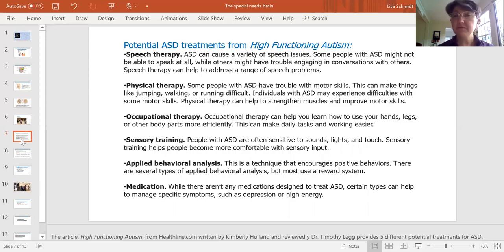That's speech therapy, physical therapy, occupational therapy, sensory training, applied behavioral analysis, and medication. Now, the last one, medication, we don't do at all, but we do work on the first 5. And so I want to describe how I'm using those in my teaching and our work at our program. So speech therapy is obvious, that we are working with pronunciation. We're working with practice on dialogue, development of conversations. So that's constant in our work.